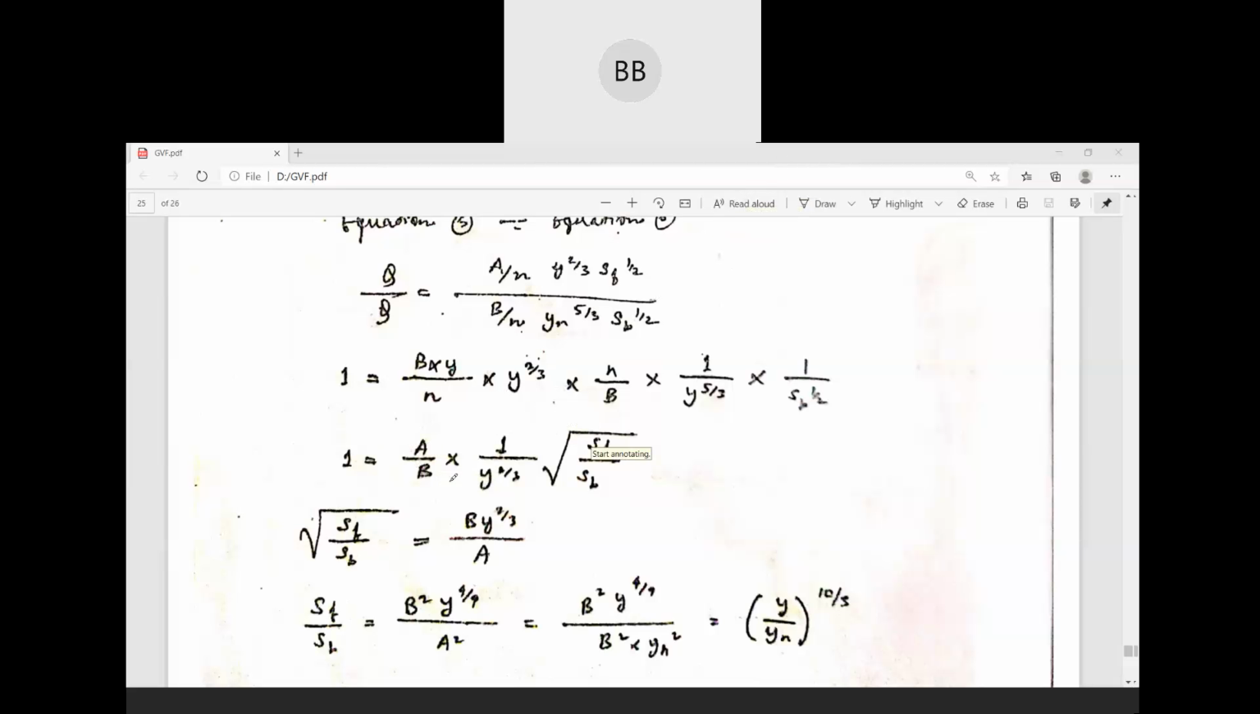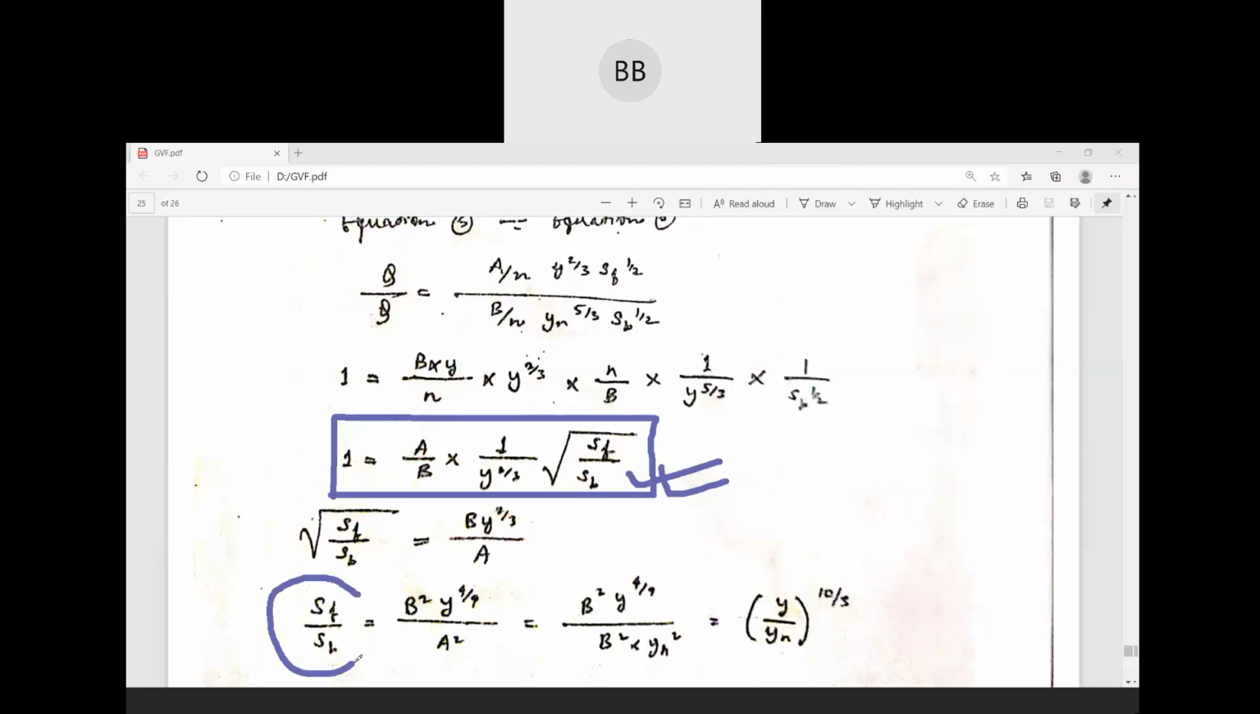Okay, so you will get all the cancel outs, a by b, 1 by y to the power 2 by 3 and root over sf divided by sb. Finally we get an expression for sf by sb. Just write down the steps.